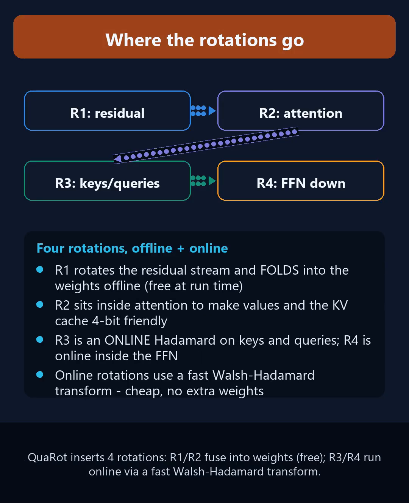Where do the rotations actually live? QuaRot inserts 4. R1 rotates the residual stream and folds into the weights offline. R2 sits inside attention to make the value and KV cache 4-bit friendly. R3 is an online Hadamard on the keys and queries. R4 is an online rotation inside the feed-forward down projection. R1 and R2 are free at runtime. R3 and R4 use a fast Walsh-Hadamard transform.